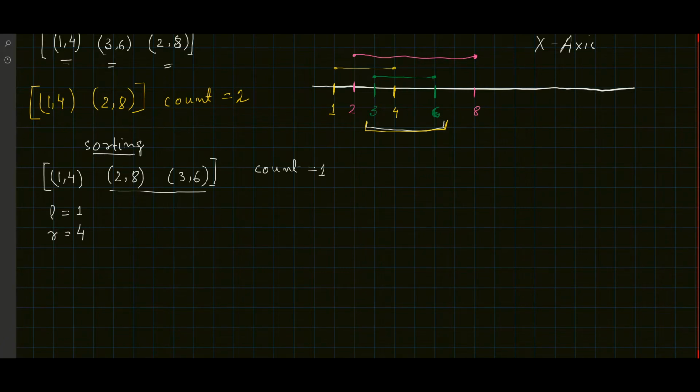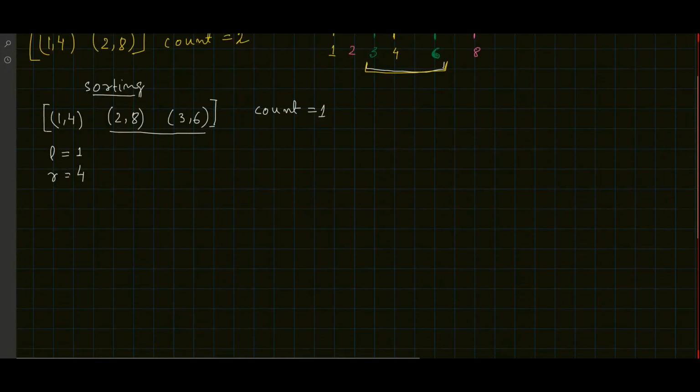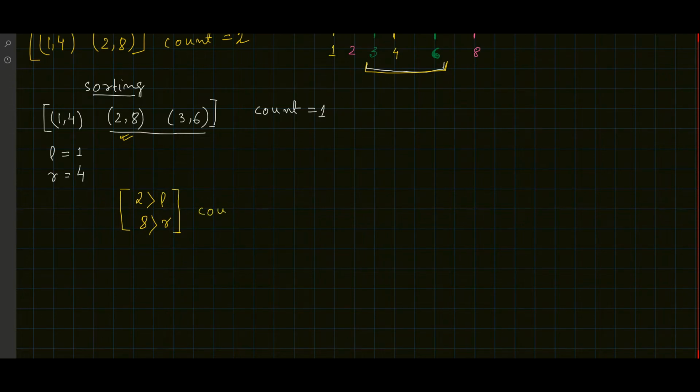Let's say we come to 2, 8. Now we'll check if 2 is greater than left and 8 is greater than right. If it is so, we understand that this pair has to be included in our answer. So in this case our count will increase by 1.